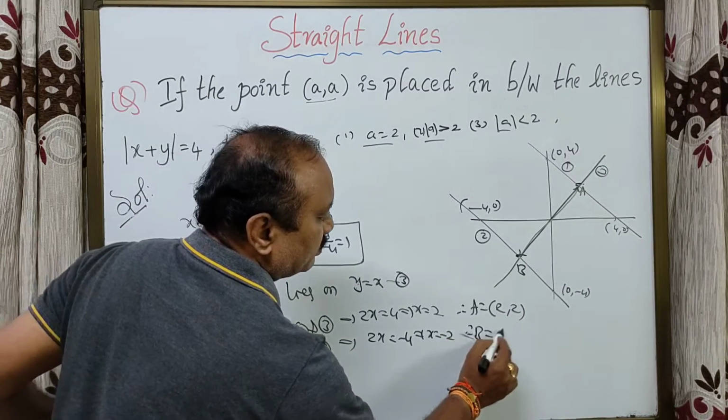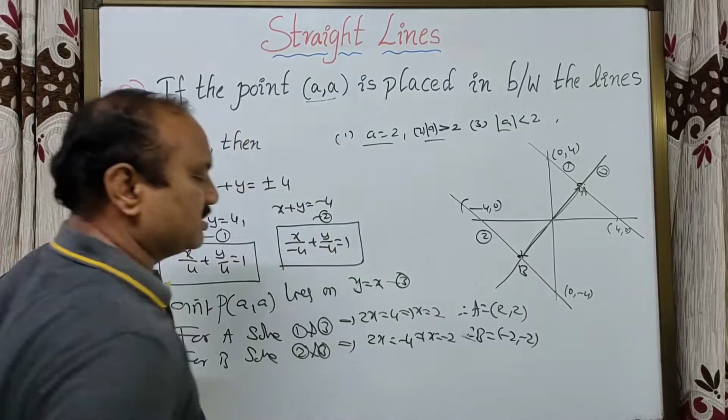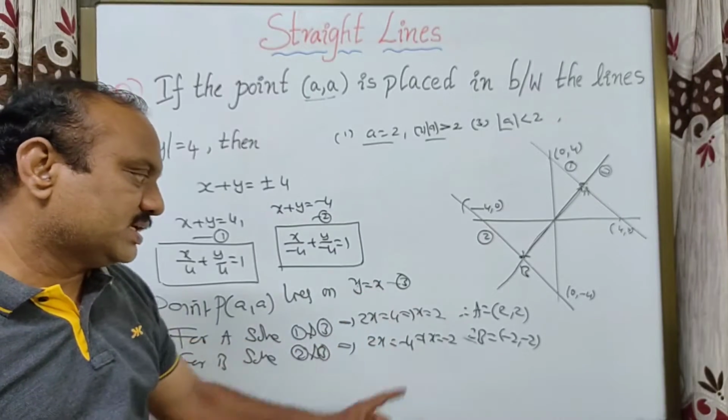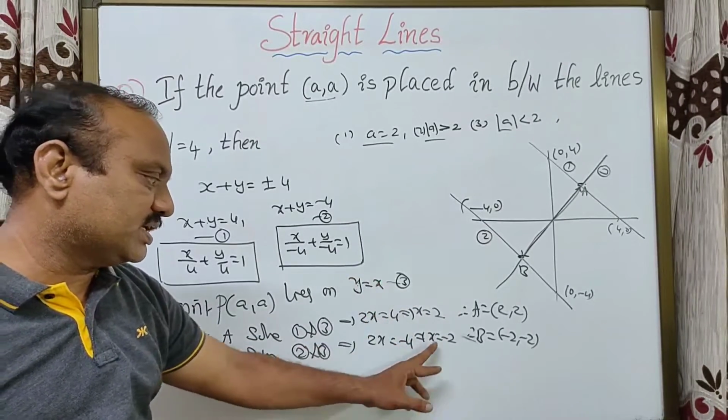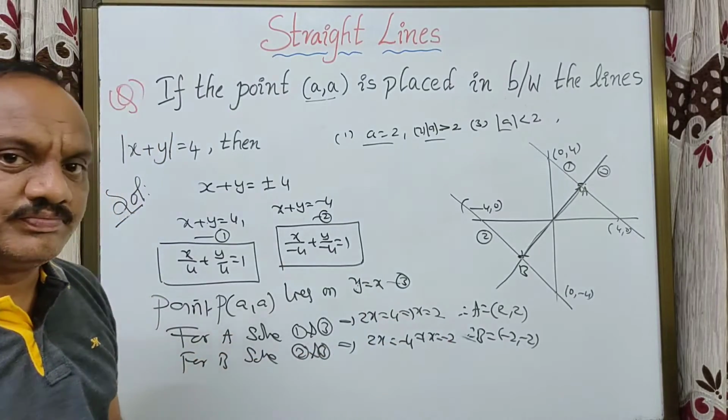Therefore point B equals (-2, -2), because here y equals x. If x is -2, then y is also -2.